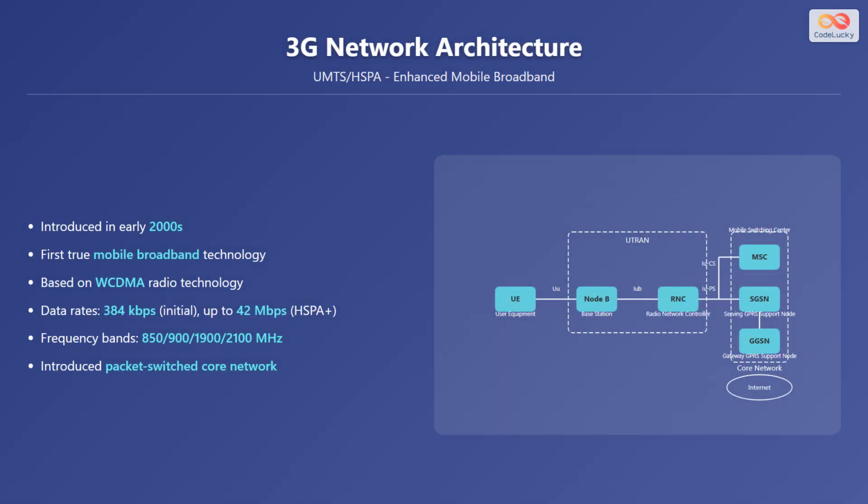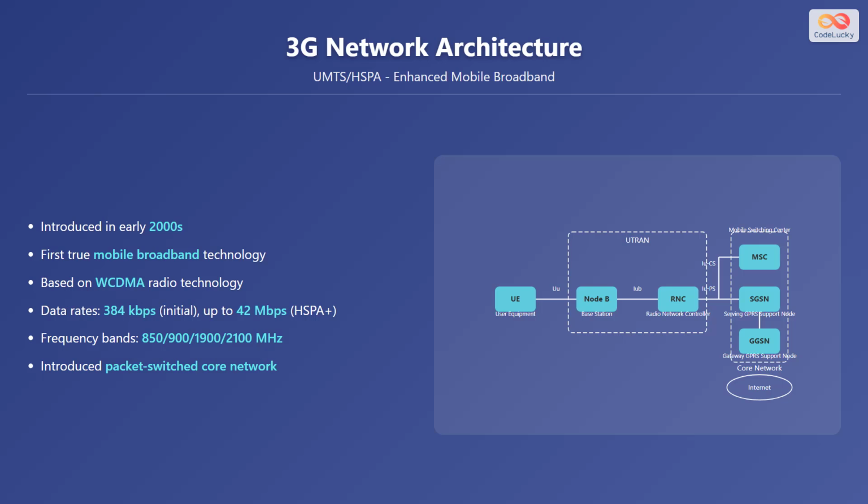Here is the architecture of 3G networks, also known as UMTS and HSPA, which brought enhanced mobile broadband capabilities. 3G was introduced in the early 2000s, marking the arrival of true mobile broadband technology. It is based on WCDMA, or Wideband Code Division Multiple Access radio technology. Data rates started at 384 kilobits per second, and improved to up to 42 megabits per second with HSPA+. Frequency bands include 850, 900, 1900, and 2100 MHz.